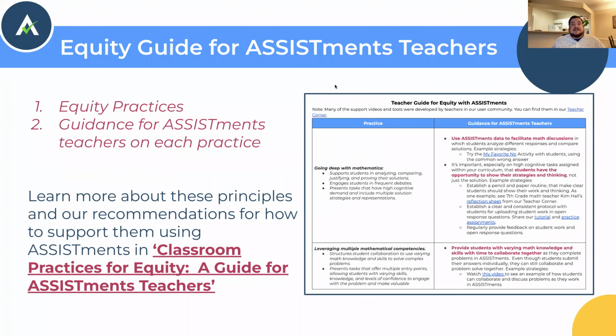One thing that we've done to support teachers using ASSISTments in equitable ways is creating this teacher guide for equity with ASSISTments. And so this includes both equity practices that are research-based, and for each one of those equity practices, guidance for ASSISTments teachers on each practice based on the resources and recommendations that we have to offer.